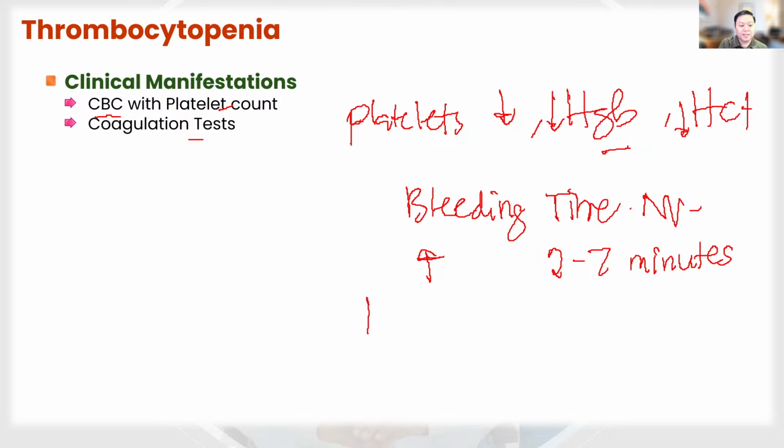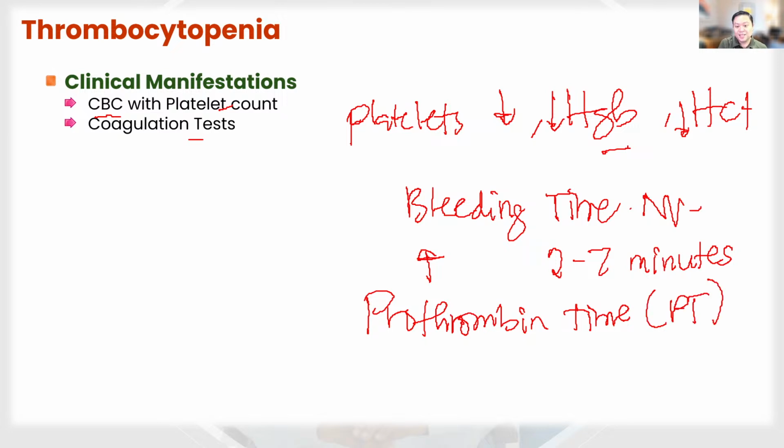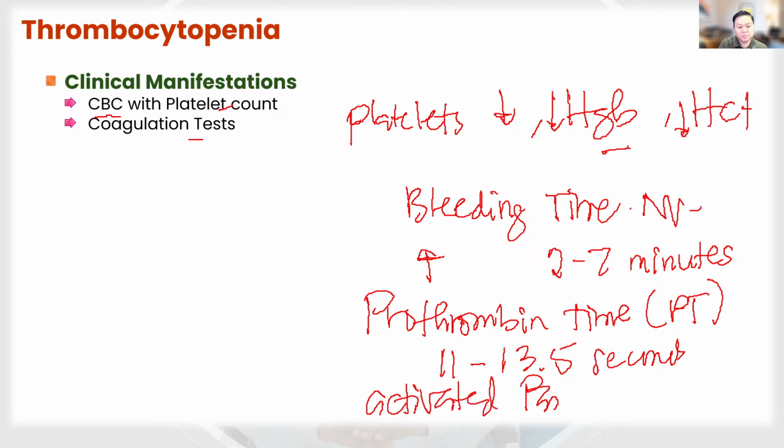Now, let's recall the prothrombin time. What can you remember about the prothrombin time, also known as the PT? It ranges from about 11 to 13.5 seconds. Okay, maybe in some books it will say 11 to 15 seconds. There will be some slight variations. Okay, the APTT will also be tested, which is the activated partial thromboplastin time.